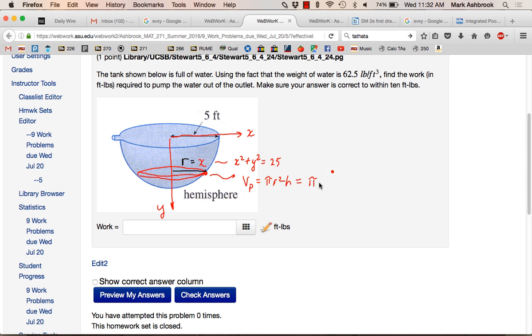So when we do pi r squared h, we're really doing pi x squared. And what is h here? It's the height of our cylinder, not square root of anything. The height of the cylinder is delta y. So the volume of the pancake slice is pi x squared delta y. We have to get it in terms of y. What is x squared in terms of y? According to the circle, it's 25 minus y squared. So the volume of the pancake is pi times 25 minus y squared delta y.